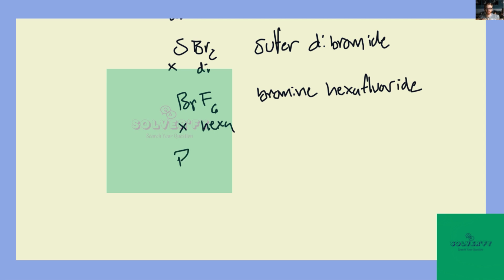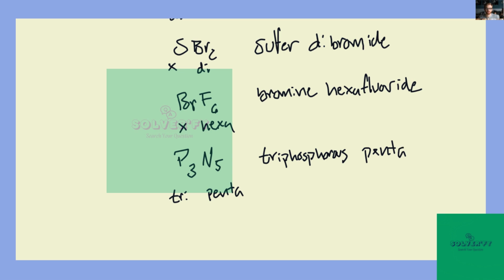Okay, last one. We have 3 phosphorus and 5 nitrogen. 3 is tri and 5 is penta. So triphosphorus, and then penta, and then rather than nitrogen, we do nitri and then ide at the end. Pentanitride.